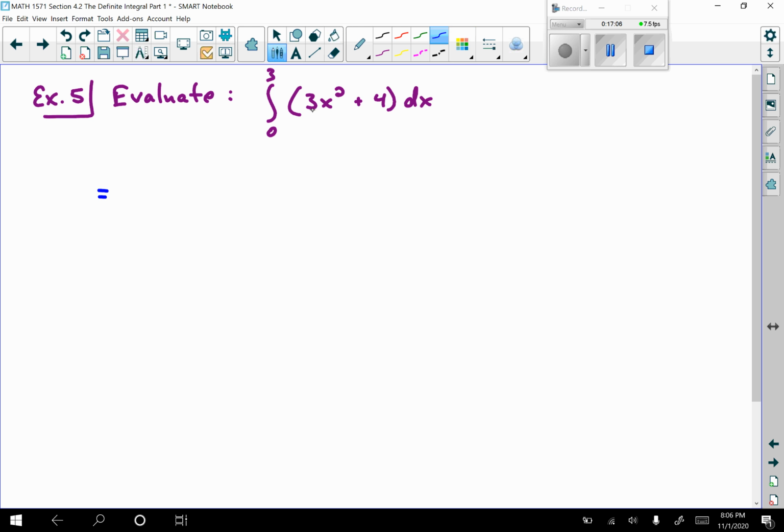All right, as I go to take the antiderivative of 3x squared, this is going to become a 3x cubed over 3. We'll just have plus a 4x, again from 0 to 3. Now the 3's are going to cross out here, so we're just going to get an x cubed plus 4x. Nice and easy for this one.